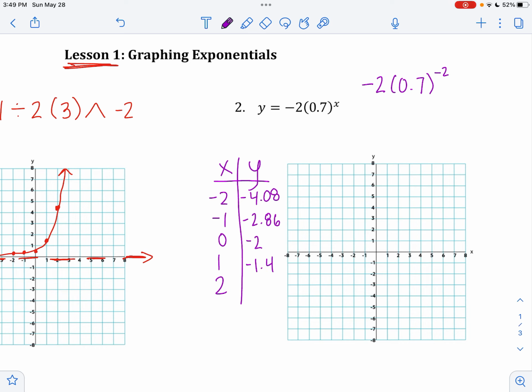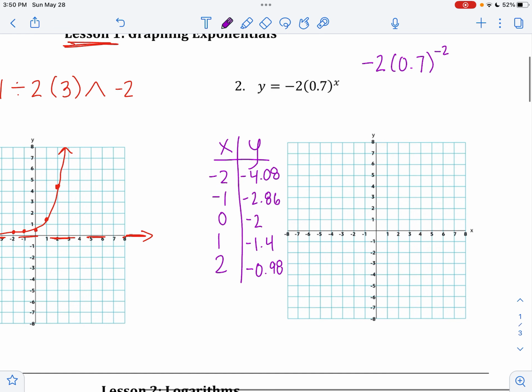And then next one, last one, we're going to plug in 2. -2 times 0.7 raised to the power of 2. And then it's negative 0.98. Okay, so I'm going to graph all these.